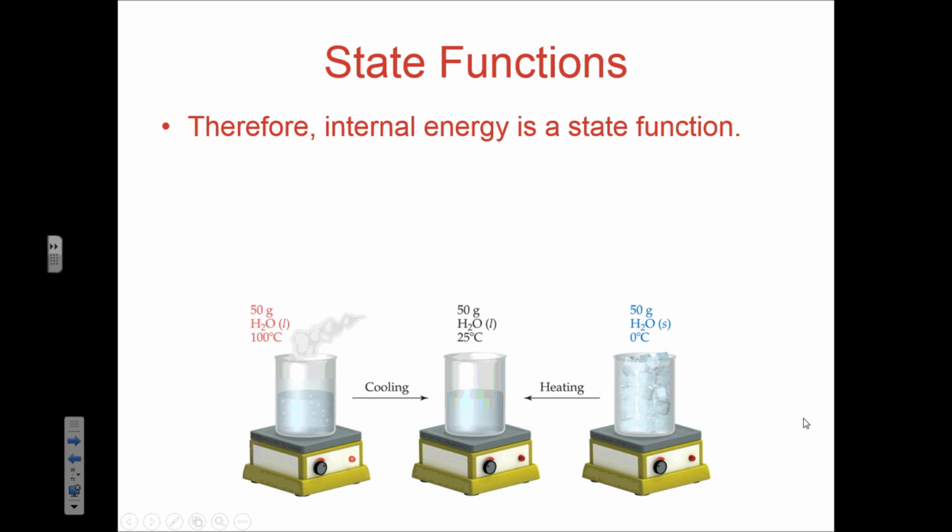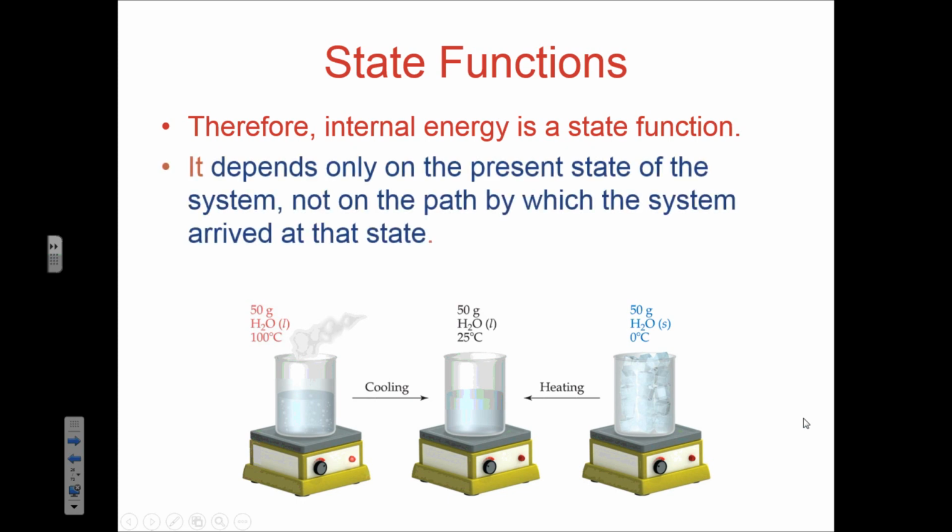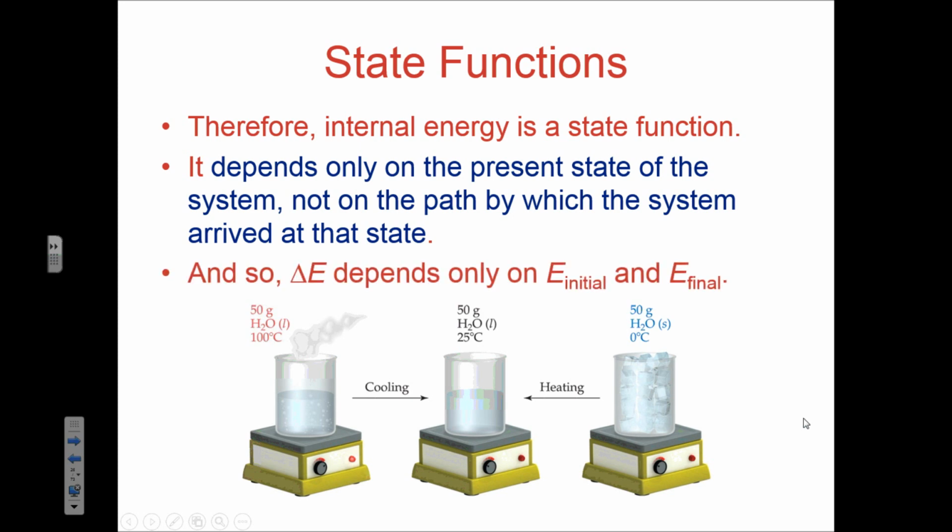So therefore, internal energy is what we call a state function. It depends only on the present state of the system, which would be like its temperature, its pressure, and so forth, not on the path by which the system arrived at that state. So a state function only depends upon the current conditions and state. That's why we call it a state function, not upon how we got there.